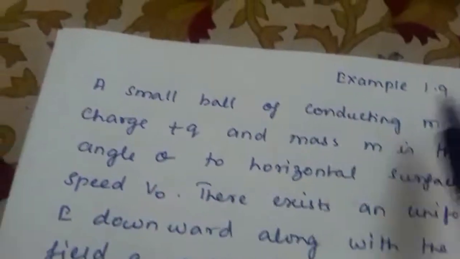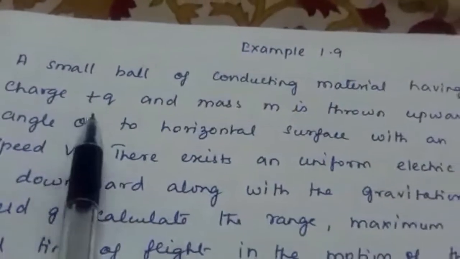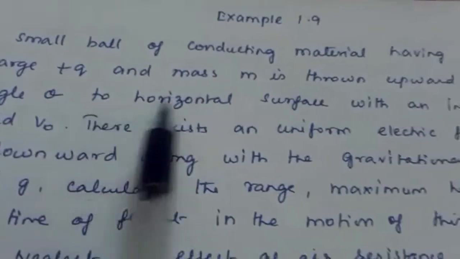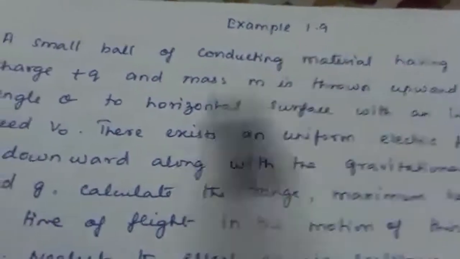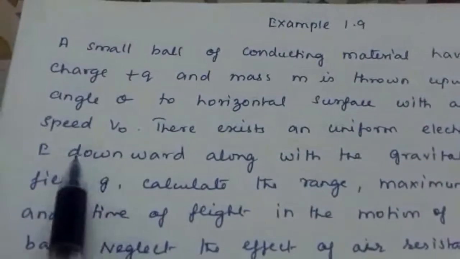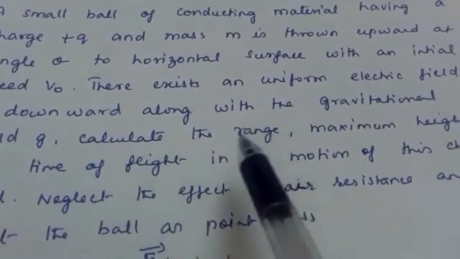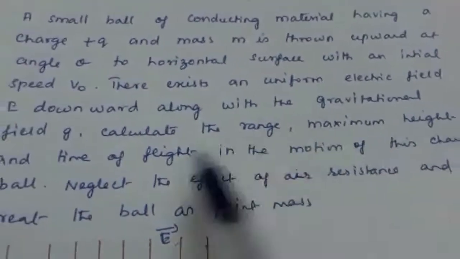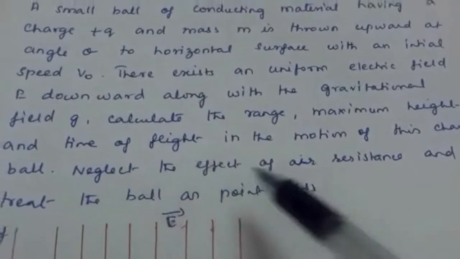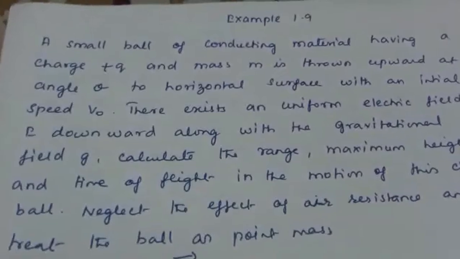Example 1.9. A small ball of conducting material having charge plus q and mass m is thrown upward at an angle theta to the horizontal surface with an initial speed v0. There exists a uniform electric field E downward along with the gravitational field g. Calculate the range, maximum height, time of flight in the motion of this charged ball. Neglect the effect of air resistance and treat the ball as a point mass.